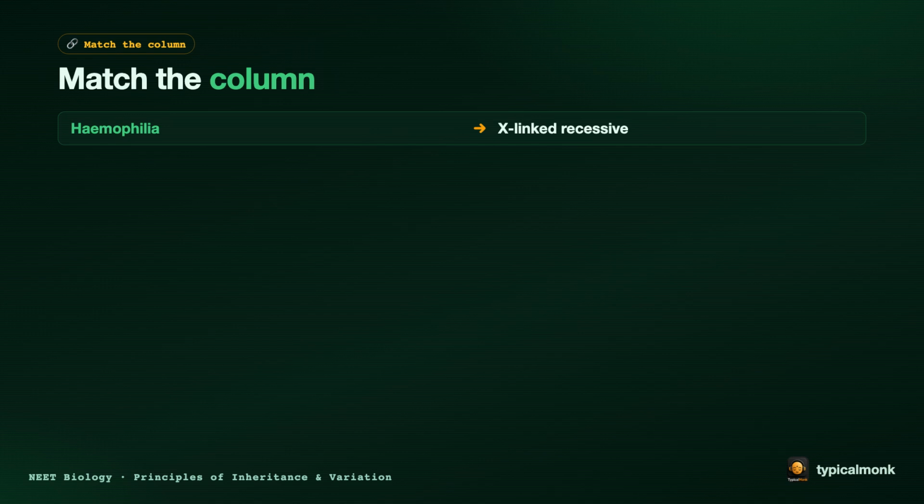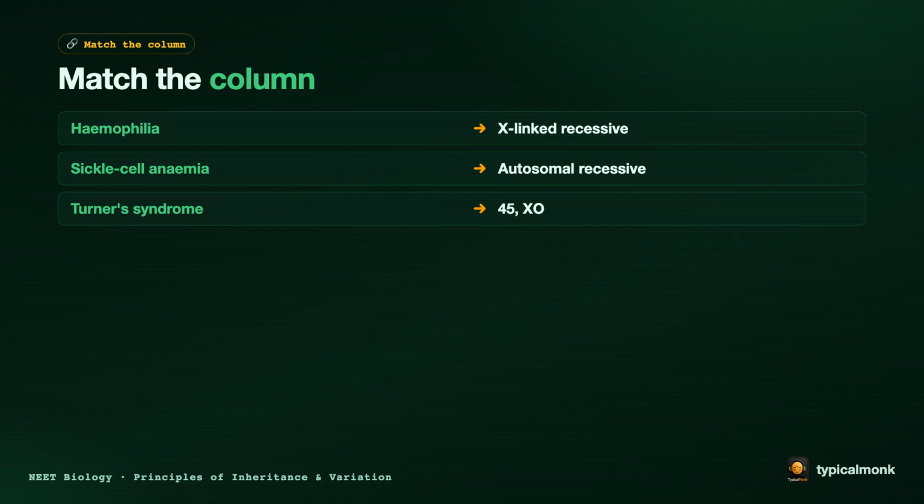Now, the second drill, match the column. Make the correct pairing. Hemophilia, X-linked recessive. Sickle cell anemia, autosomal recessive. Turner syndrome, 45 XO. And Down syndrome, trisomy 21.